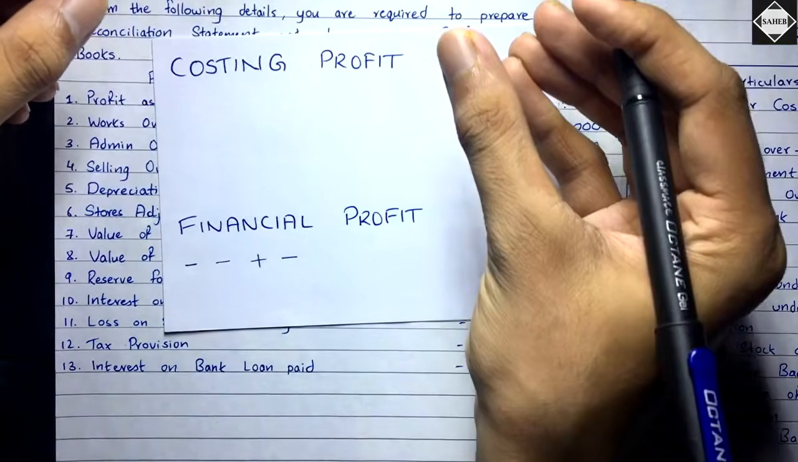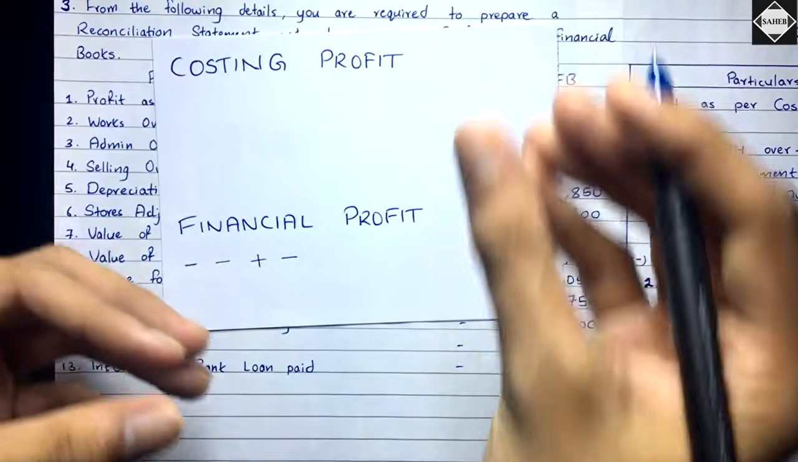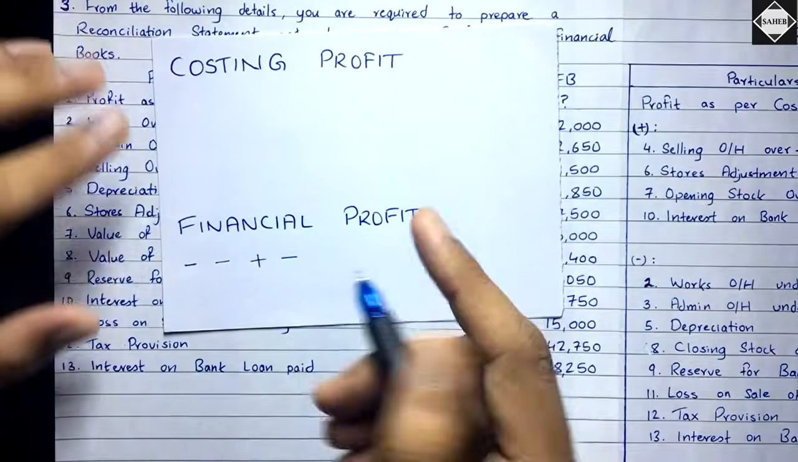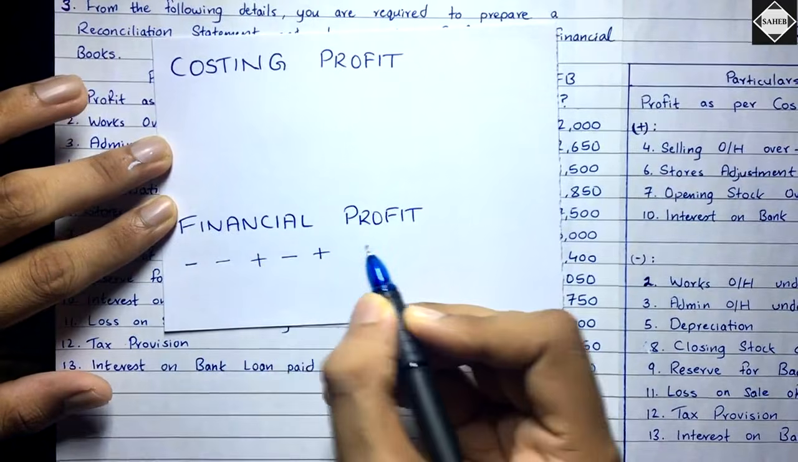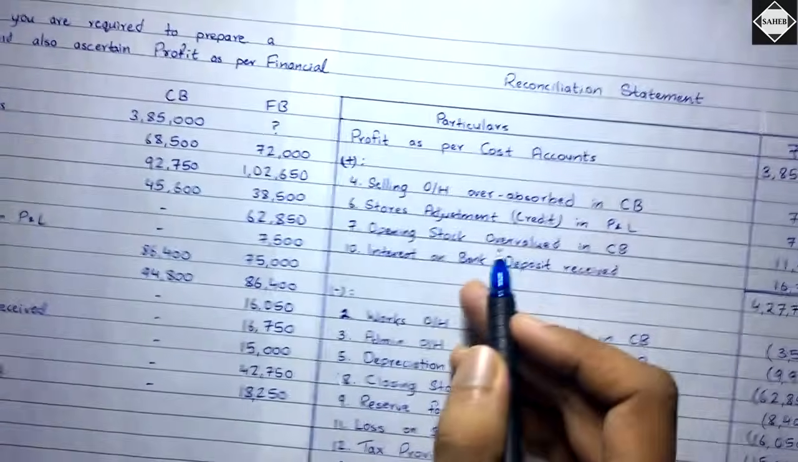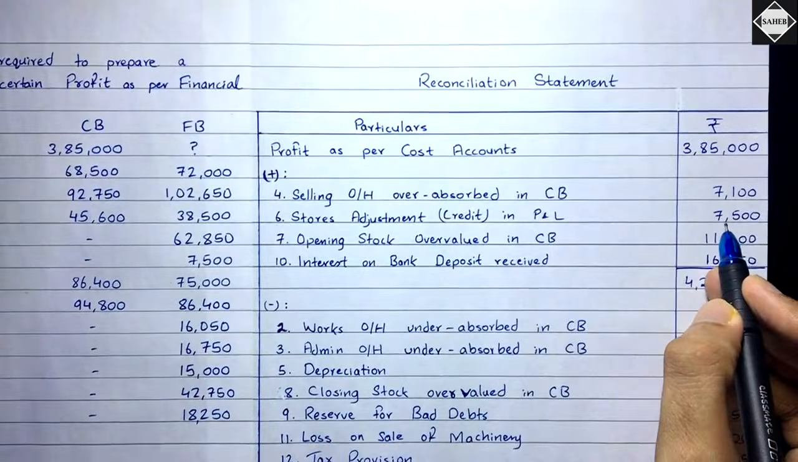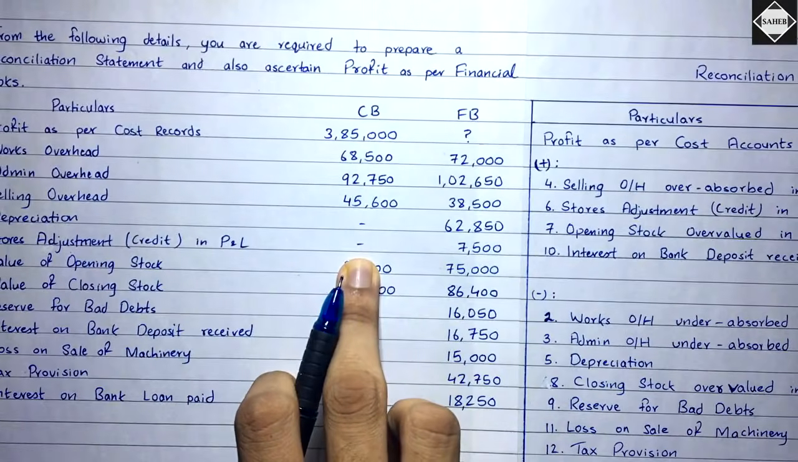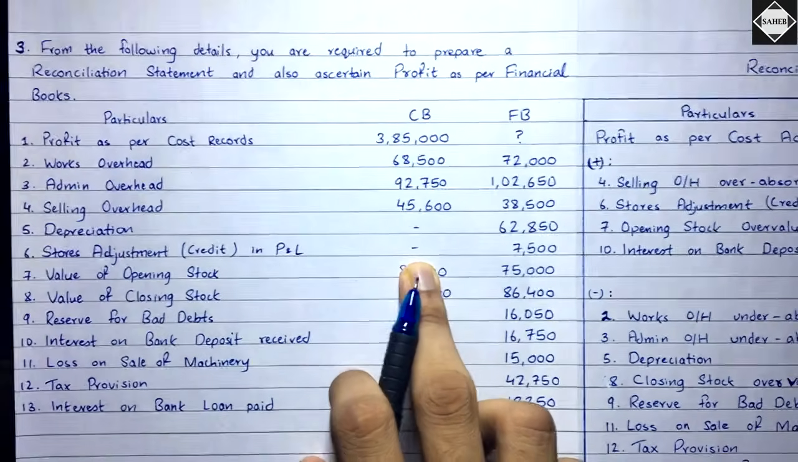Income has been recorded, so profit will be more. So the effect is positive, and you have to add this transaction. Stores adjustment credit in P&L, that's 7,500, the entire amount, because it has not been recorded at all in the costing books. Is that okay? Right.